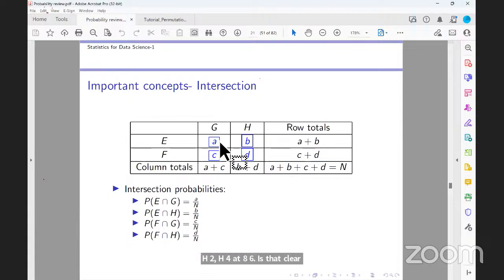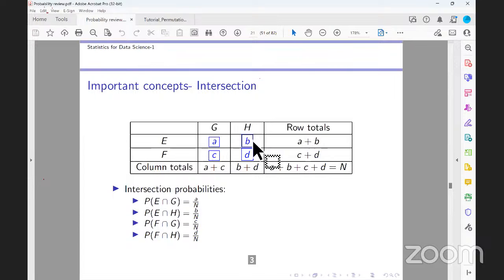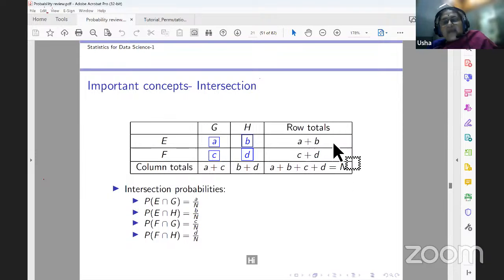Is the small a? 3. What is small b? That's also 3. Small c? 3. D is also 3. What is capital N? 12. Is that clear? A, B, C, D are each 3, and the total is 12.